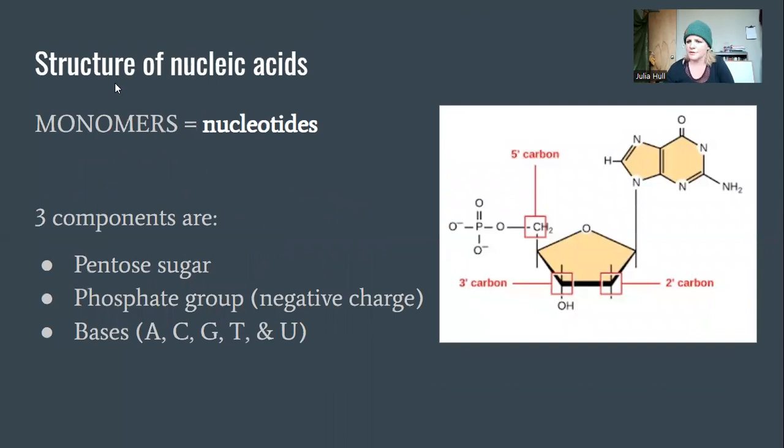Okay, so that was the quick and dirty overview of DNA and RNA. Let's talk about the structure of these things. Our monomers are our nucleotides. Nucleotides have 3 components to them. We have a 5-ring sugar. That's called our pentose sugar. So here, that's where that is.